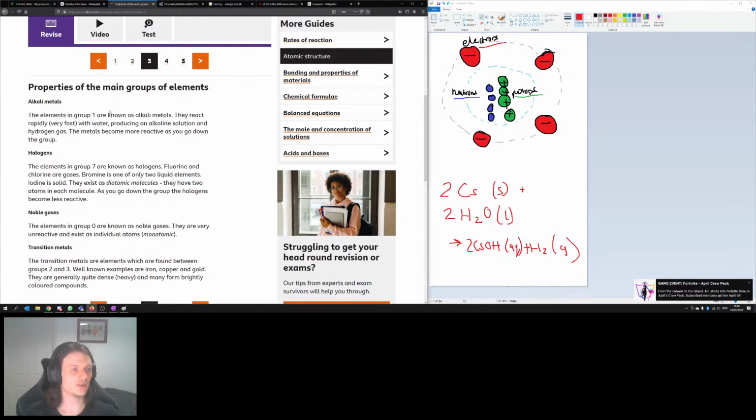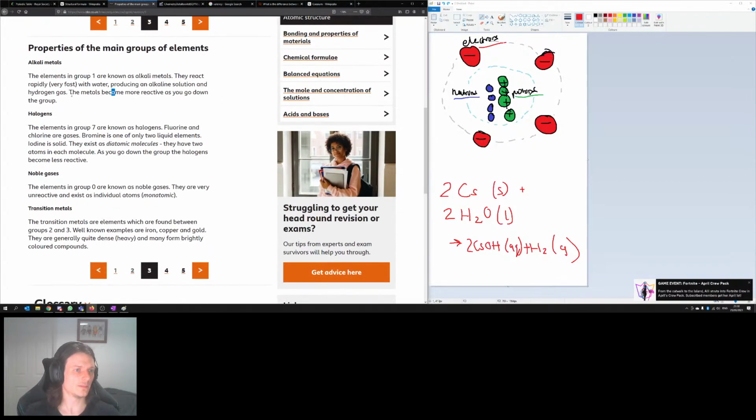Alkali metals. The elements in group 1 are known as alkali metals. They react rapidly and make an alkaline solution and hydrogen gas. Halogens. The elements in group 7 are known as halogens. Fluorine and chlorine are gases. Bromine is one of the only 2 liquid elements.